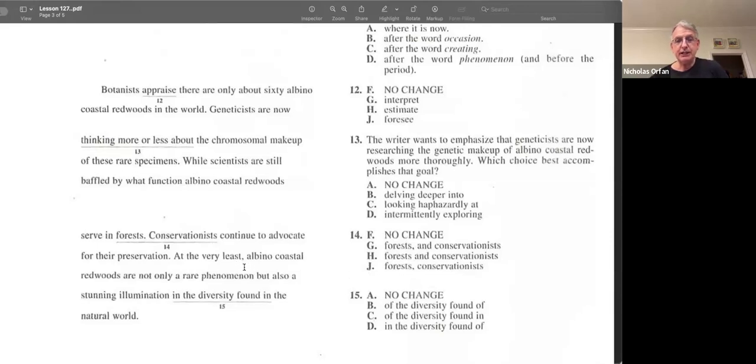At the very least, comma, albino coastal redwoods are not only a rare phenomenon, but also a stunning illumination of the diversity found in the natural world. An illumination of something, not in something. Of the diversity found in the natural world. C. So 15 is C. Let's read that. At the very least, albino coastal redwoods are not only a rare phenomenon, but also a stunning illumination of the diversity found in the natural world. So the right answer there is C.